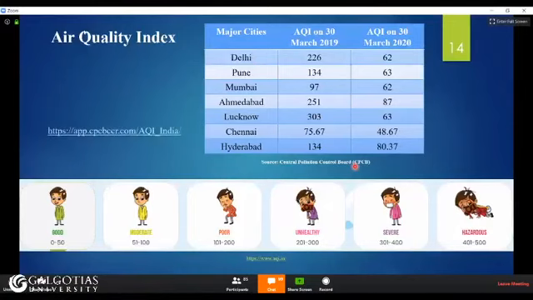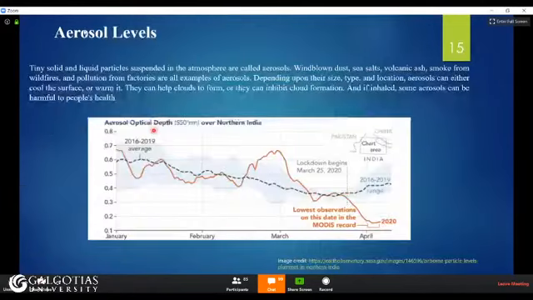This presentation will be shared with all of you. And in order to look at the hourly air quality index in the place where you are living, you can click this link at any point of time and get the live data of air quality in the atmosphere, wherever you are living.